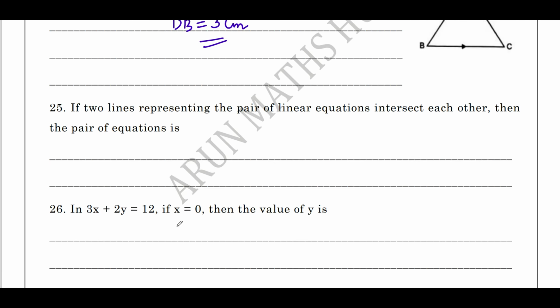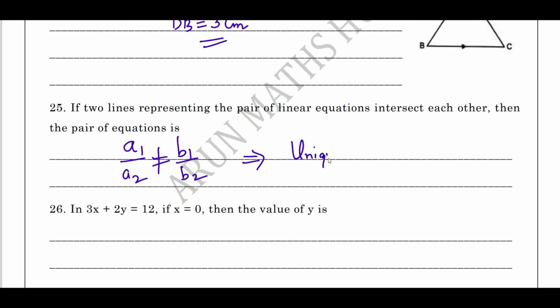If two lines representing the pair of linear equations intersect each other, that means the condition is A1 by A2 is not equal to B1 by B2. If the lines are intersecting, that means the condition is A1 by A2 is not equal to B1 by B2. That means they have a unique solution, and the condition is A1 by A2 is not equal to B1 by B2.